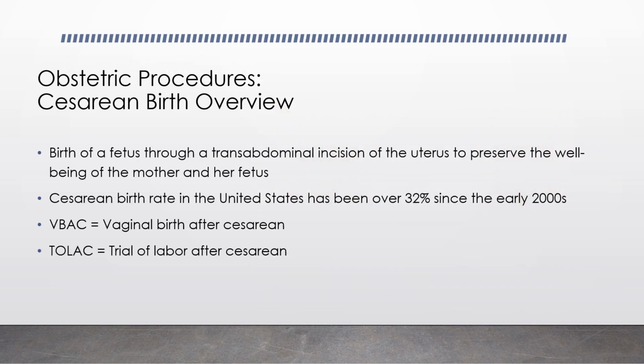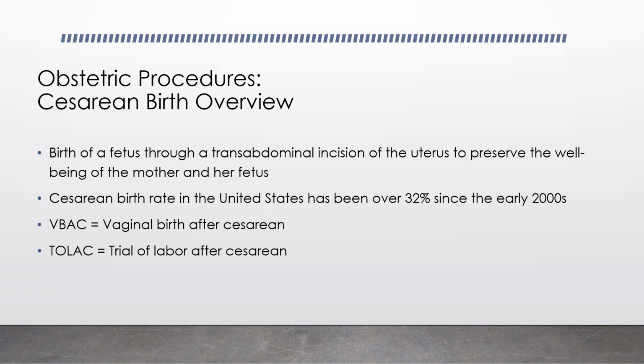Cesarean birth is the birth of the fetus through a transabdominal incision of the uterus to preserve the well-being of the mother and her baby. Okay, they are doing quite a bit. This is probably not even accurate now. 32% of all births were C-section in the early 2000s. I think that's wrong. I should have looked that up a little bit more.